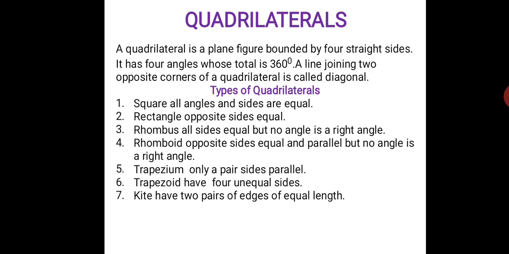Now we have types of quadrilaterals. We have a square. In a square, all the angles and sides are equal.